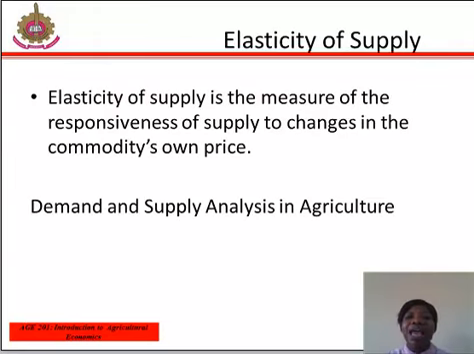Elasticity of supply is the measure of the responsiveness of supply to changes in the price of a commodity. The price elasticity of supply is positive. The types of elasticity of supply are usually three: elastic supply, zero elasticity of supply, and infinite elasticity of supply. You can read more about the explanation of these in your study materials.